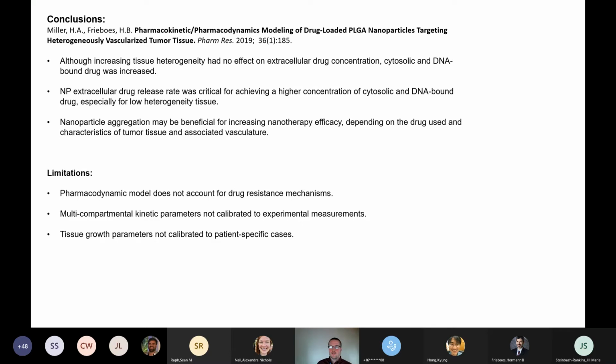However, the pharmacodynamic model that we used here does not account for drug resistance mechanisms, and the multi-compartmental kinetic parameters are generalized and not calibrated to specific nanoparticle and drug combinations. Additionally, the tumor growth parameters were not calibrated to patient-specific cases. This is something we addressed in more recent work, as I will show you shortly.